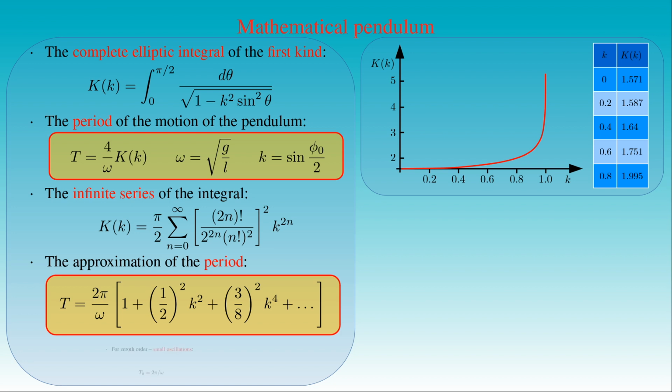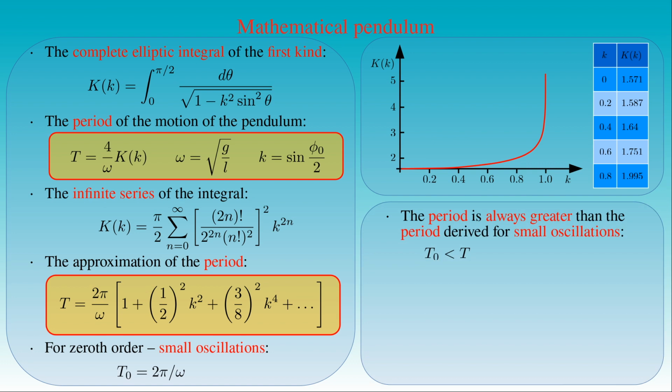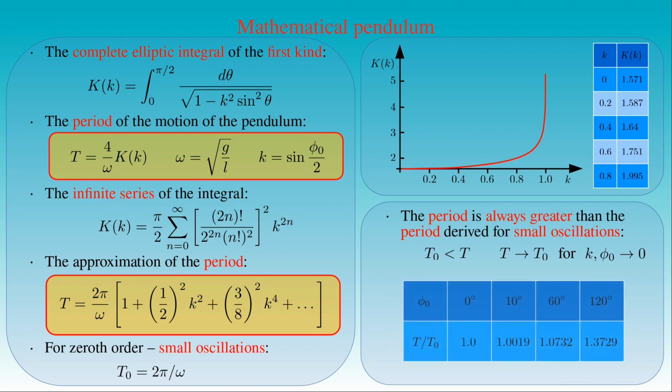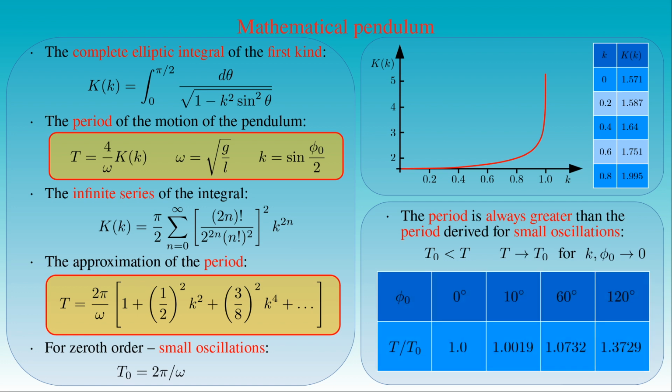By denoting the period of the oscillation of the pendulum for small swings by T0, we can see that the period T of arbitrary swings is always greater than the period T0 of the small oscillations of the pendulum, and T approaches T0 as the modulus k, or the initial angle phi 0, tends to 0. This is illustrated in the following table where we show the ratio of the period T to the period T0 for different values of the initial angle phi 0. For a vanishing initial angle, T and T0 are equal, and the deviation of the period T from the period T0 increases with the increasing angle phi 0.